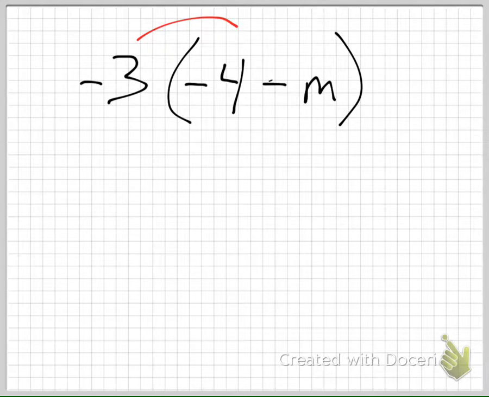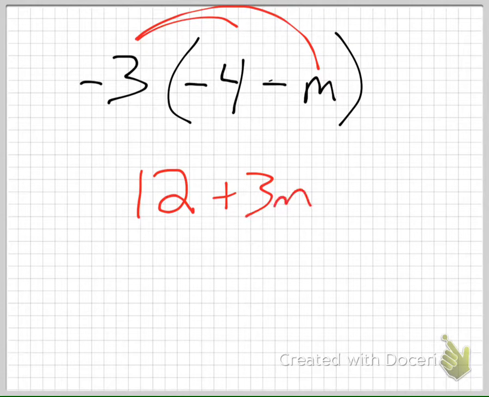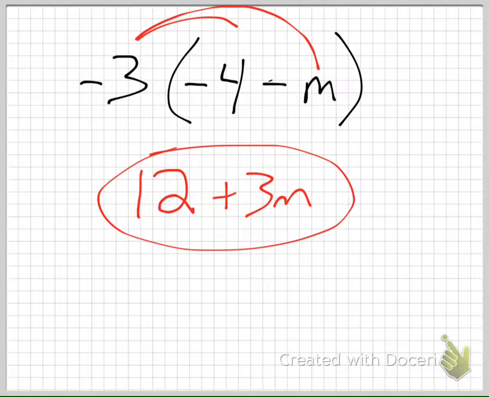Okay, so what is negative 3 times a negative 4? 12, right? What is negative 3 times a negative m? A negative times a negative is a positive, so 3 times m is... Now, is there any problem with you leaving it like this? Not at all. Normally there is generally a pre-decided order for things to be laid out, but for now, that's fine. There's nothing wrong with this at all.